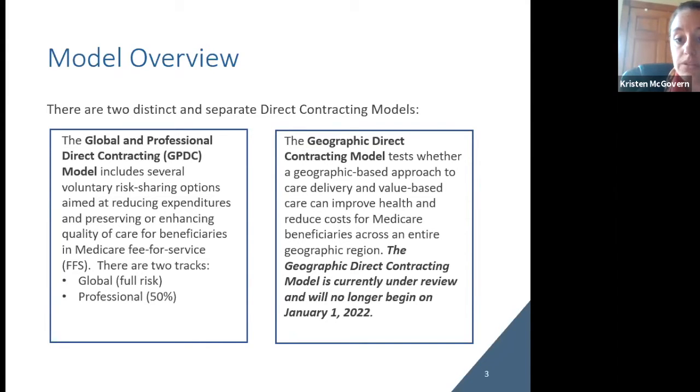As you can see here on the slide, the geographic direct contracting model is currently under review and is no longer planning to start on January 1st, 2022. So what we will be focusing on today is the global and professional direct contracting model that is underway with the first cohort that started in April.